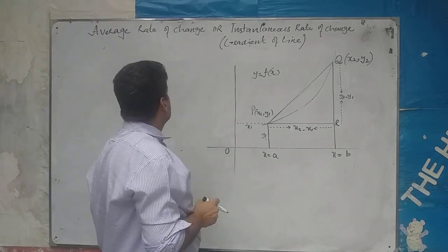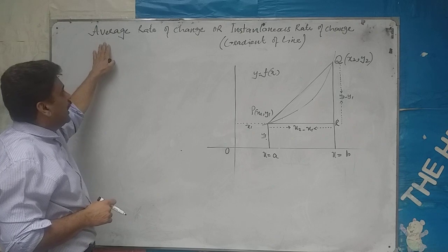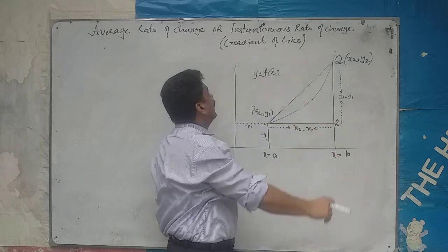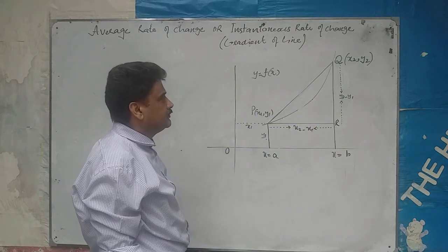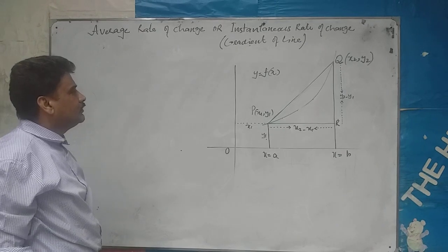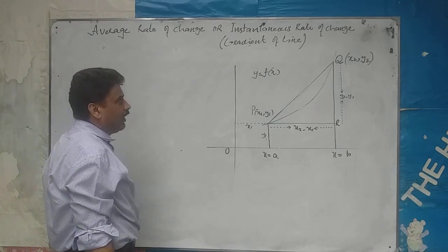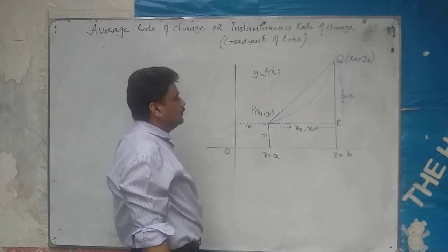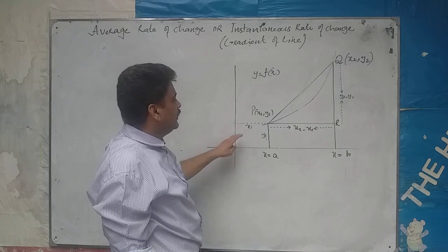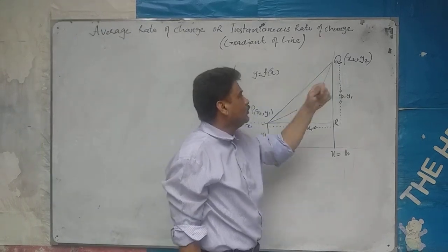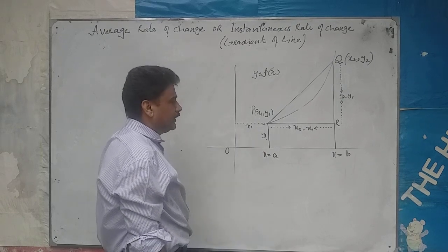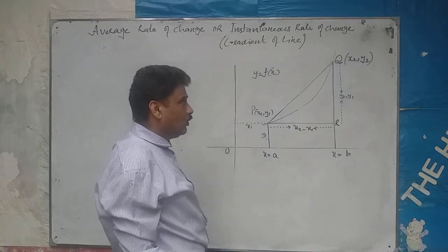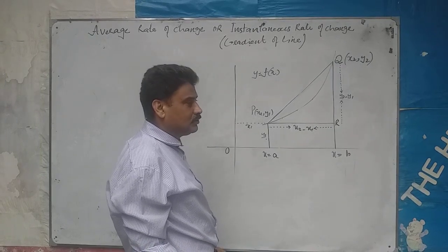Today we will try to learn the concept about average rate of change, or instantaneous rate of change, or gradient of line. To understand this, consider a curve y is equal to f of x in the xy plane. Take 2 points P (x1, y1) and Q (x2, y2) in a plane on the curve. Draw a vertical line QR straight from Q normal to the x-axis.